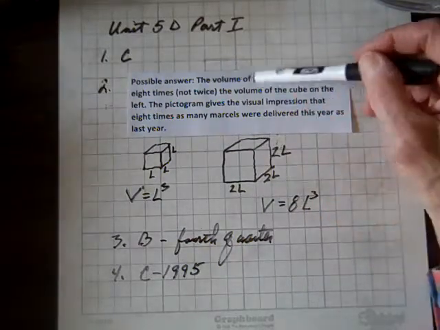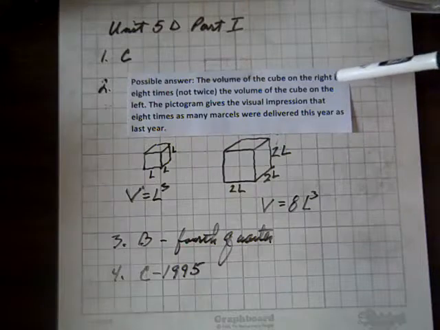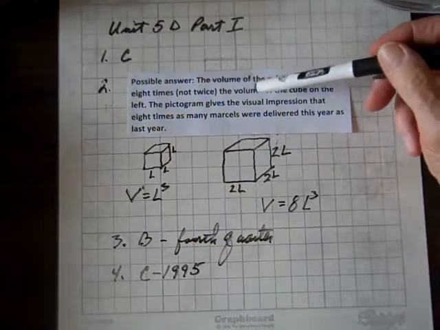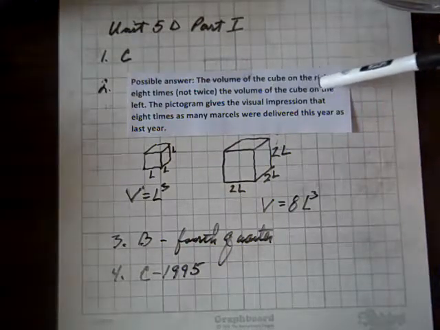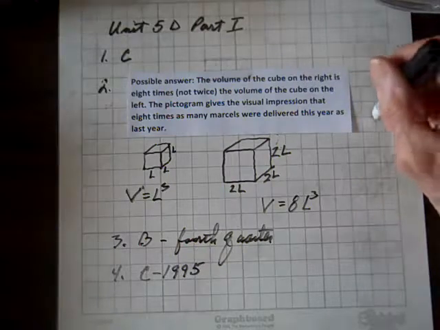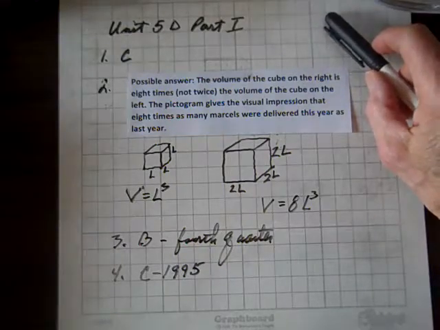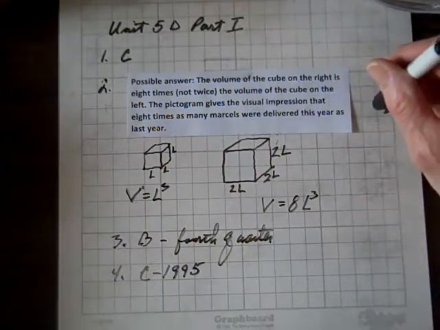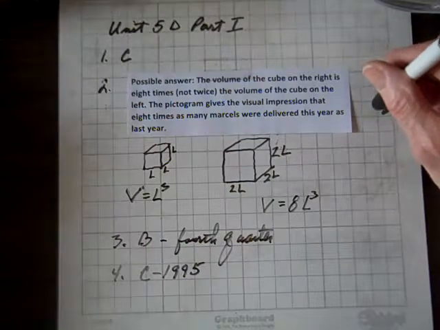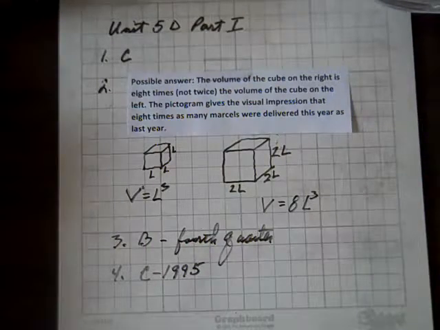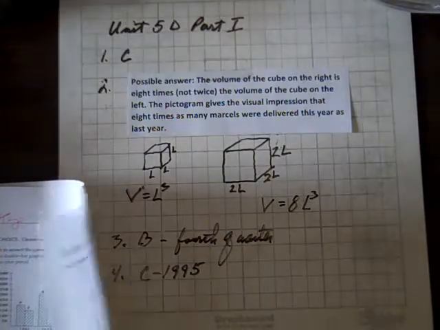So here's another possible answer. The volume of the cube on the right is 8 times, not twice, the volume of the cube on the left. The pictogram gives the visual impression that 8 times as many parcels were delivered this year as last year. Now let's look at number 3.